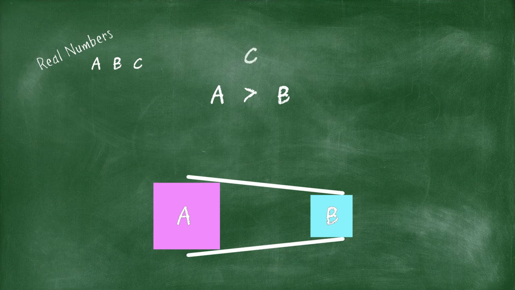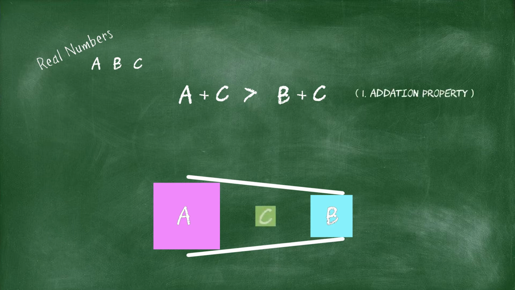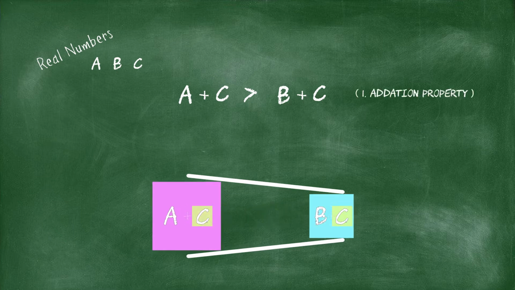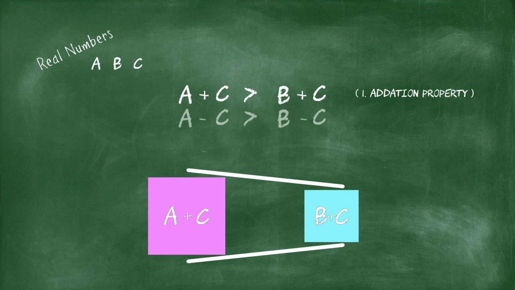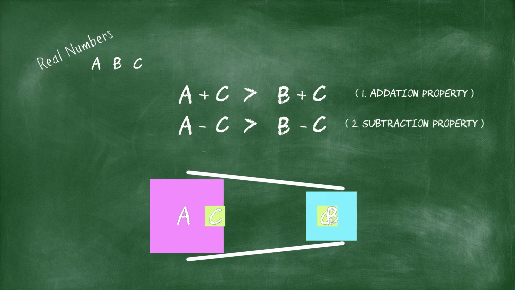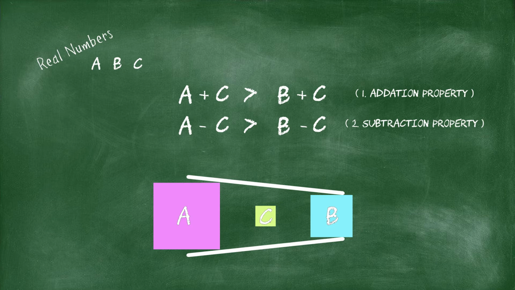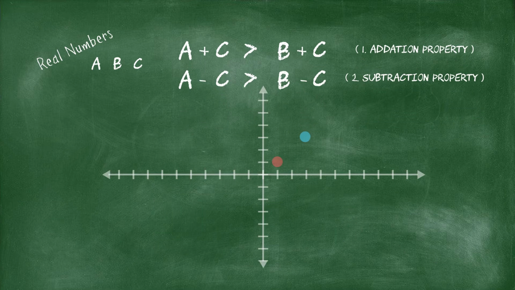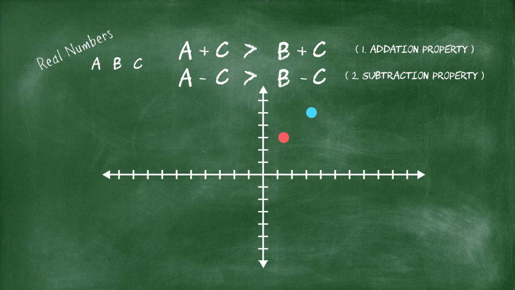Next, if A, B, C are any real numbers, then A greater than B is equivalent to A plus C greater than B plus C, also known as the addition property. And A minus C is greater than B minus C, known as the subtraction property. You can think of this as both numbers moving up or to the right of the number line together in the case of addition, and moving down or to the left of the number line together in the case of subtraction.